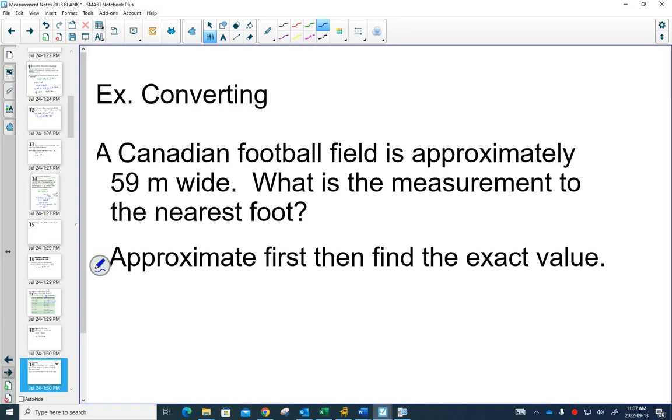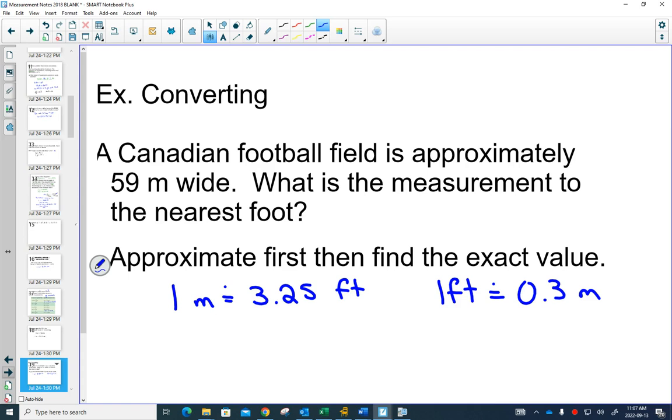So here, a Canadian football field is approximately 59 meters wide. What is the measurement to the nearest foot? So if we want to convert between meters and feet, we look at our chart and see, is there anything on here that has meters to feet? Yes. We have two different ones. They have 1 meter is equal to 3¼ feet, so I'll write that as 3.25 feet. And they also have 1 foot, put the dot over top to say these are approximations, is 0.3 meters.